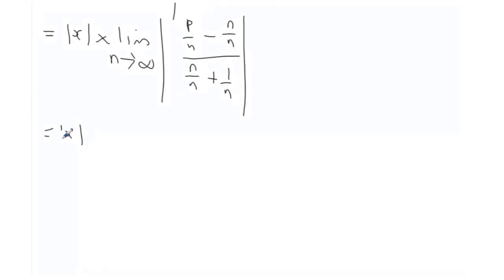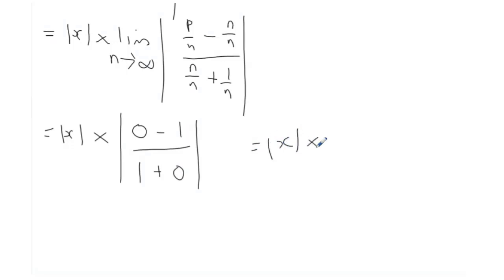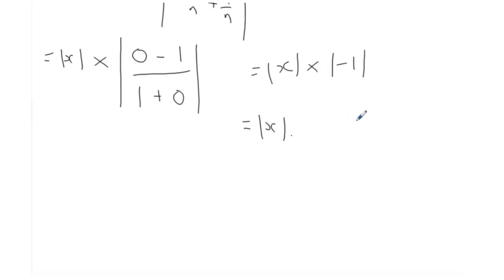So that gives us the absolute value of x times, well, here now you have the absolute value of p minus n. Well, p is just a real number. So if n's approaching infinity, that's going to be 0 minus n over n is 1, over n over n again, 1 plus 1 over n, which we know approaches 0 as n approaches infinity. So that is the absolute value of x times the absolute value of minus 1 over 1, which is minus 1, equals the absolute value of x. So that's the result of the ratio test.